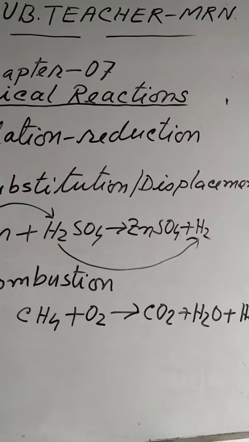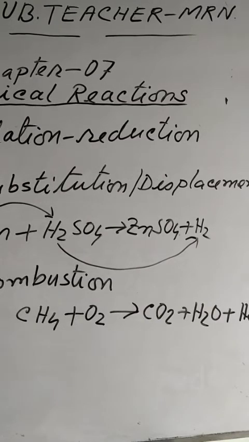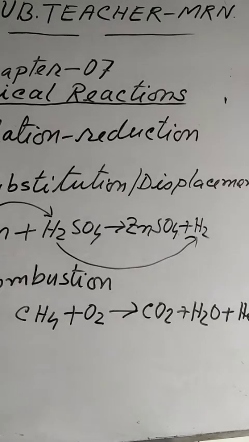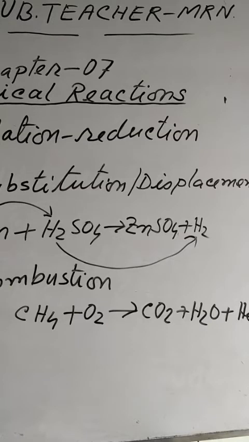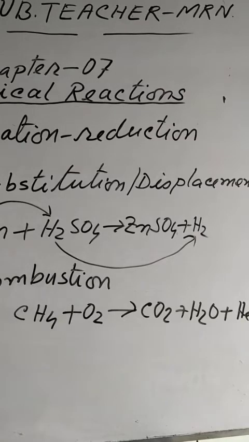In this combustion reaction, the oxide carbon dioxide is produced. That means an oxide is produced. A huge amount of heat is evolved in this combustion reaction. This process also involves electron exchange. So this one is an example of an oxidation reduction reaction.